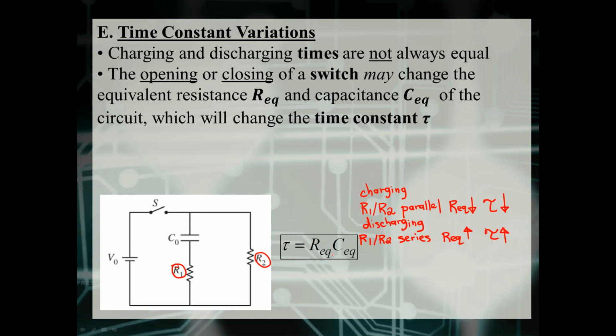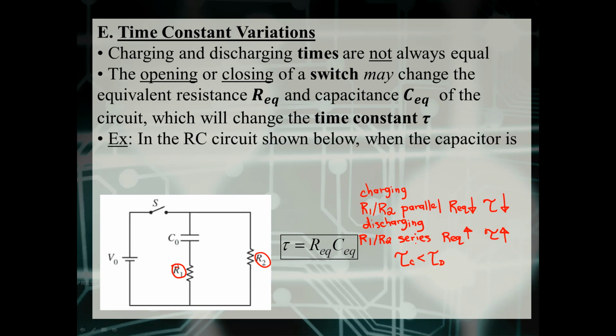So in this case, it would turn out that the time constant for charging, so I could say TC, is actually going to be less than the time required for the capacitor to discharge. So those charging times and discharging times are not the same in this situation anyways. Okay, now we'll come back to this circuit in just a moment here.